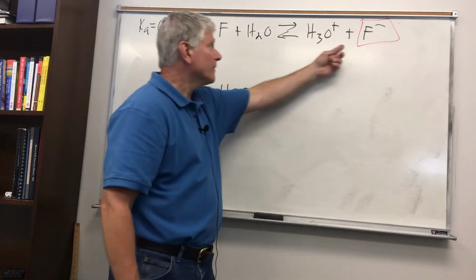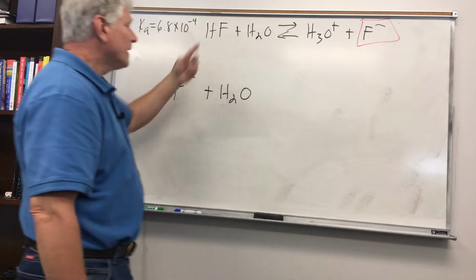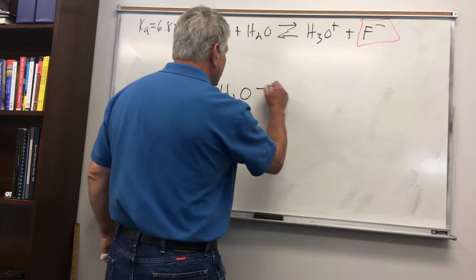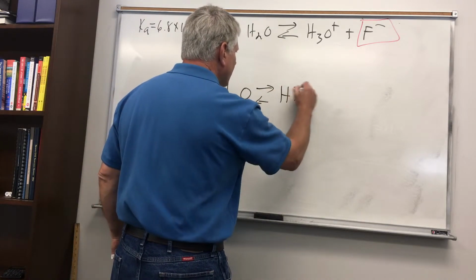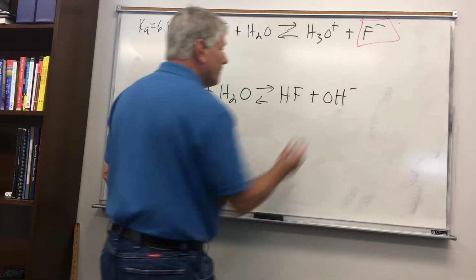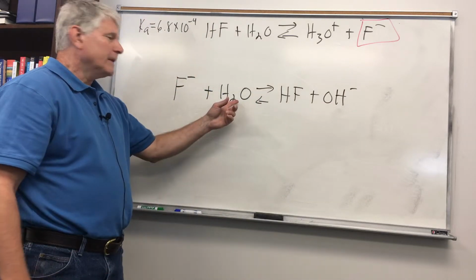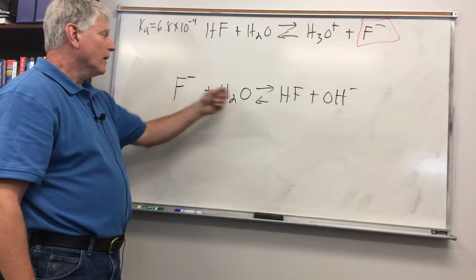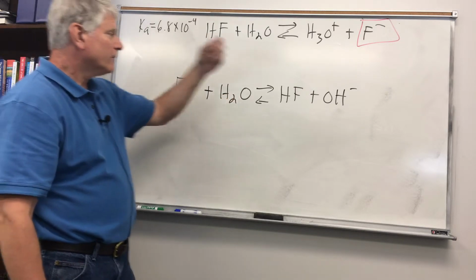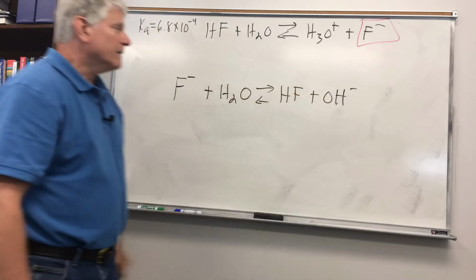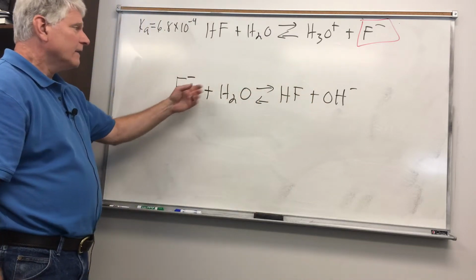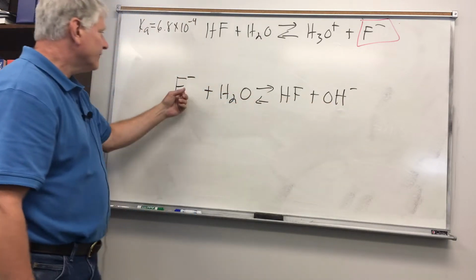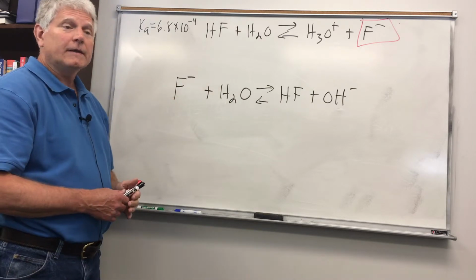F minus is participating in this equilibrium, but F minus can also react with water to produce HF plus OH minus. So we've seen water can be an acid or a base, and F minus is missing a proton, so water could donate a proton to produce HF and the OH minus ion. And since it produces a basic solution, OH minus, F minus would be considered a weak base.